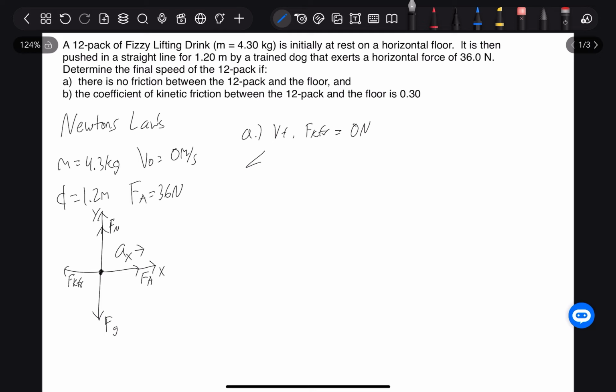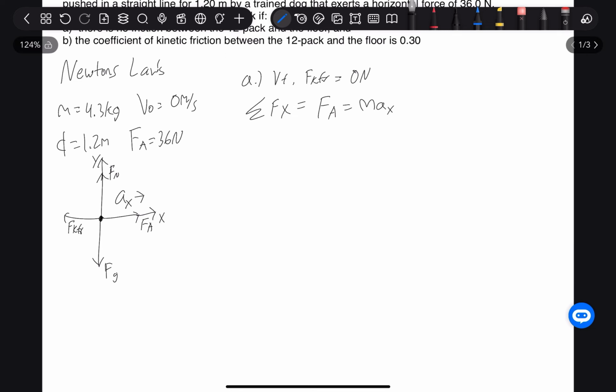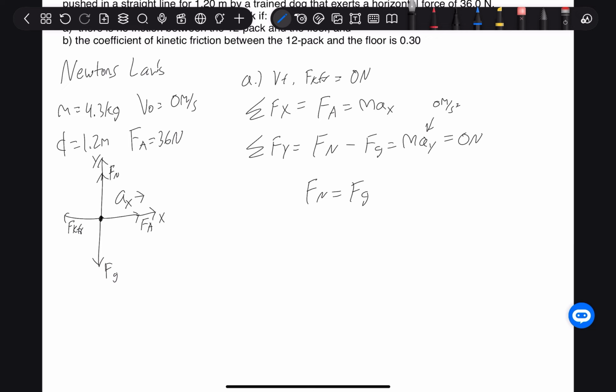So we're going to write the sum of forces in the x direction as just being the applied force, which is equal to max, as we're considering force of kinetic friction to be 0. And then we have our sum of the forces in the y direction equal to Fn minus Fg, which equals may. And of course, there is no acceleration happening in the y direction, so this is going to be equal to 0 newtons, which means Fn equals Fg, as those forces are directly canceling each other out. But that's not really important information here for part A.